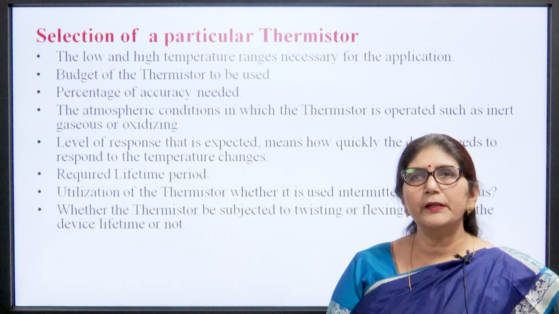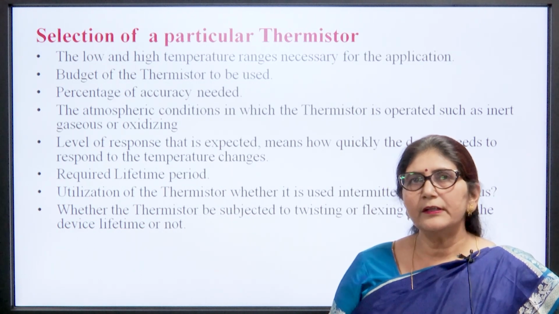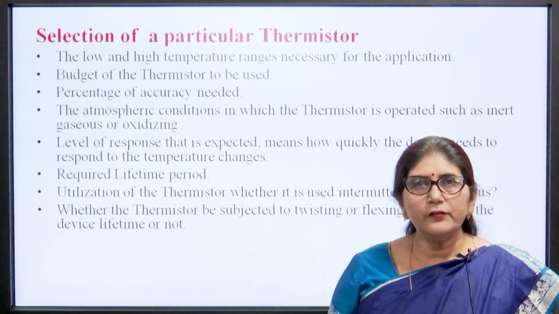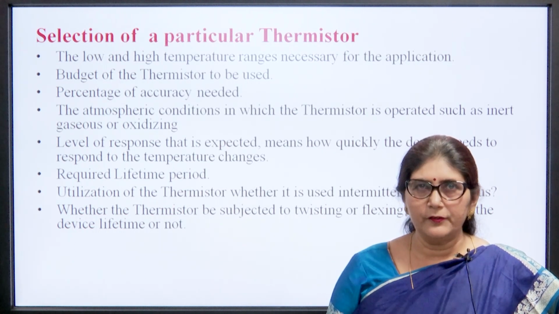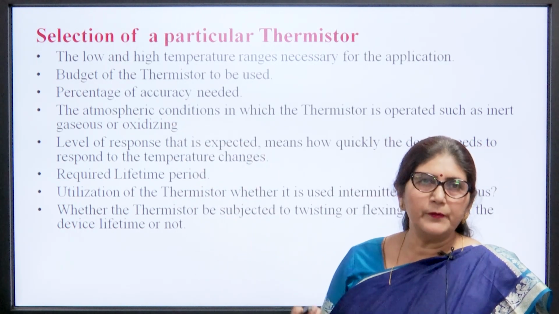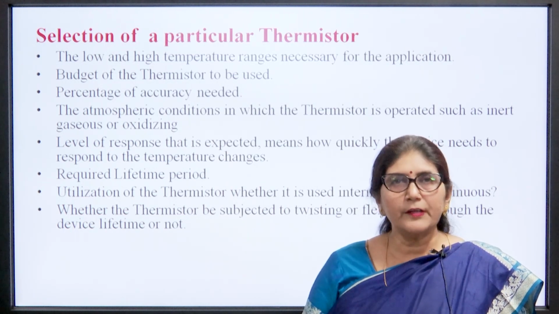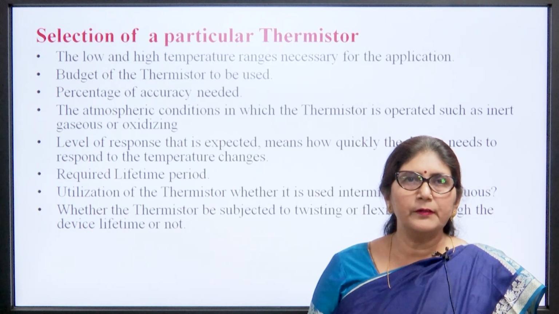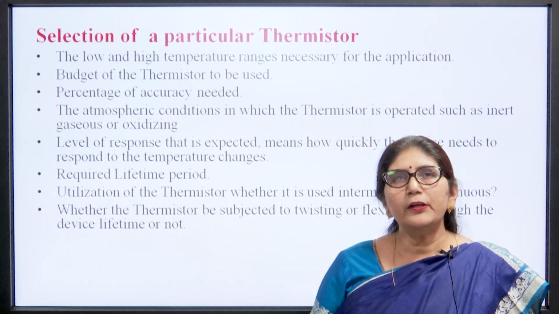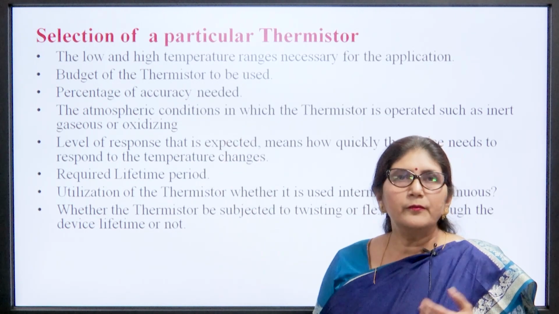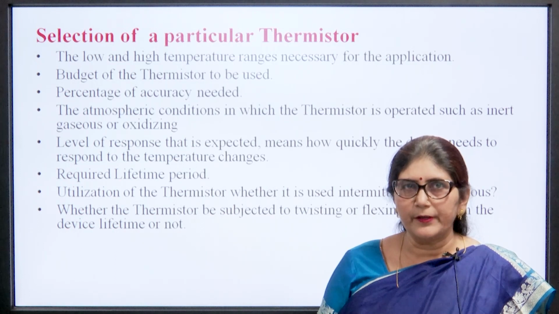So, how do we select a particular thermistor for a particular purpose? First of all, the selection criteria is what is the temperature range, the high and low temperature ranges necessary for that particular application. Then what is the budget for that thermistor, whether we need more accuracy or more precise measurement, then we go for the costly thermistors, otherwise we can purchase any type of thermistors. Then what type of accuracy is needed. That is also an important factor when we select a particular type of thermistor.